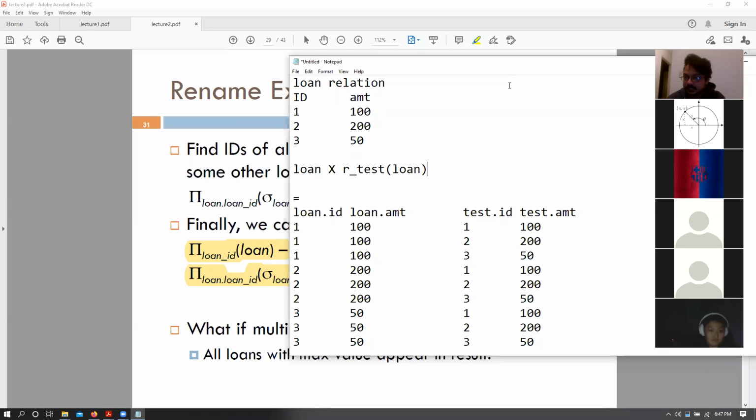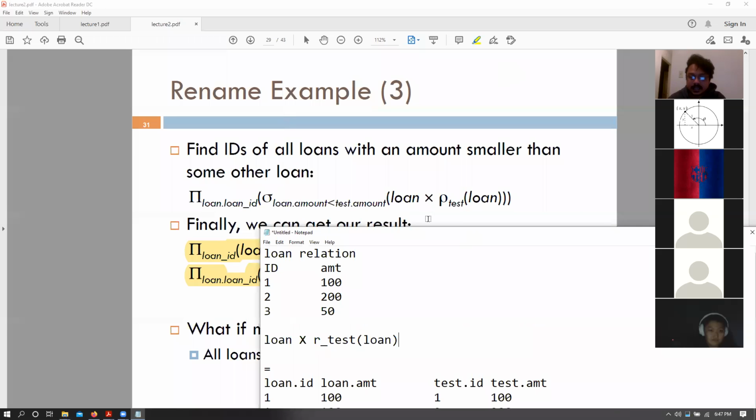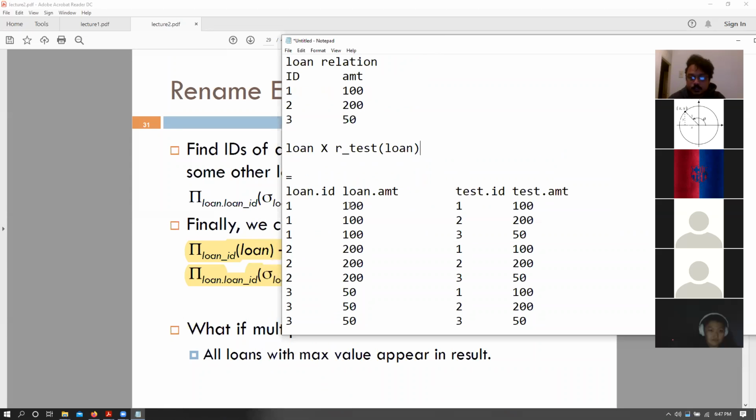So we have this particular table now, right? So now what are we doing? We are saying select all rows where our loan amount is less than my test loan amount, right? So is my loan amount less than my test amount? No, that is not selected. Is my loan amount less than my test amount? Yes, fine. Is my loan amount less than my test amount? No, go away. No, go away. No, go away. No, go away. Yes. Yes. No. So we end up with these tuples, right?